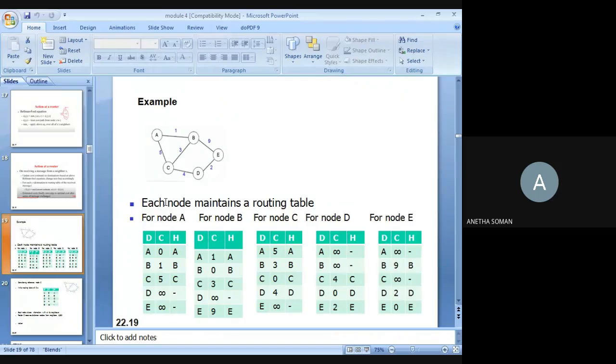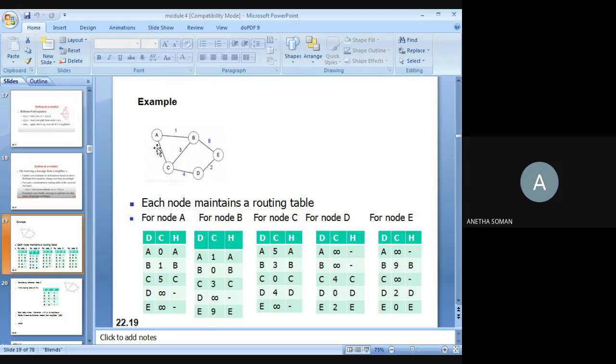This is just an example. I have taken 5 nodes here, A, B, C, D, and E. The various costs are also given. The distances of the links from one node to another are given in the diagram. Now, the initial step in the distance vector algorithm is to maintain a routing table. What are the fields in the routing table? As I told earlier, you should have your destination, your cost, and your next hop. In short, I am denoting them as D, C, and H.